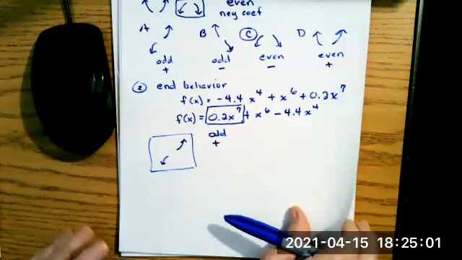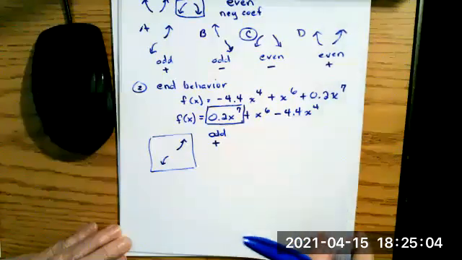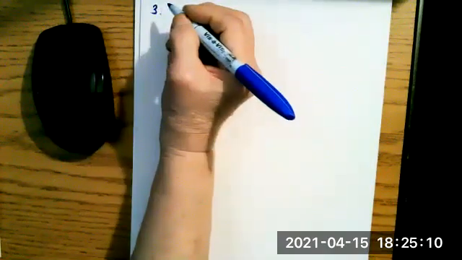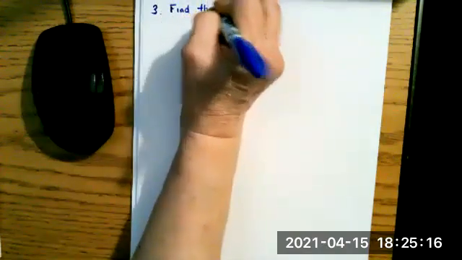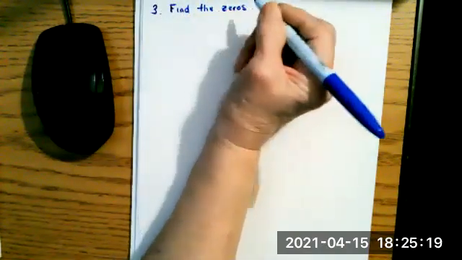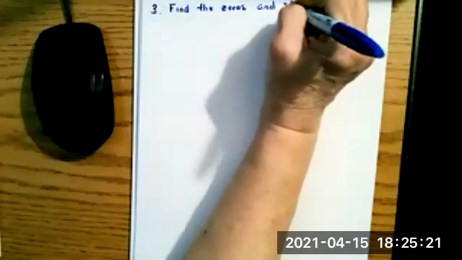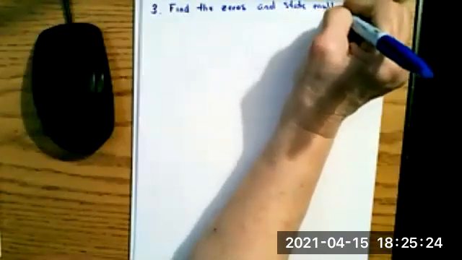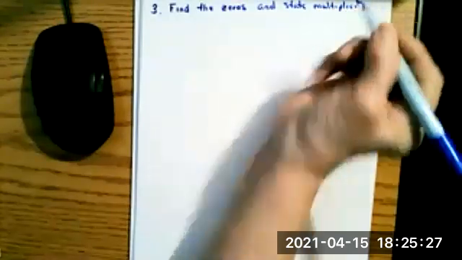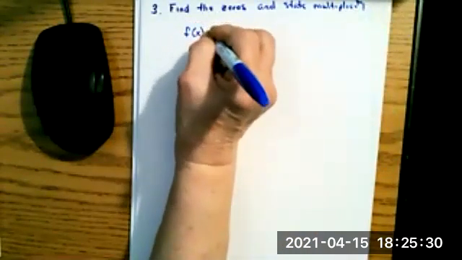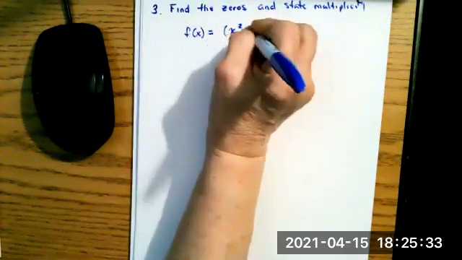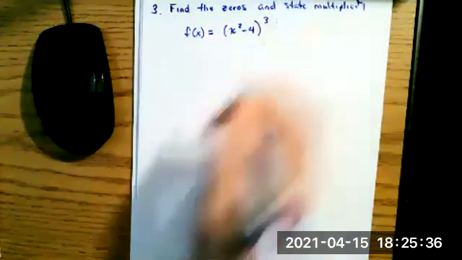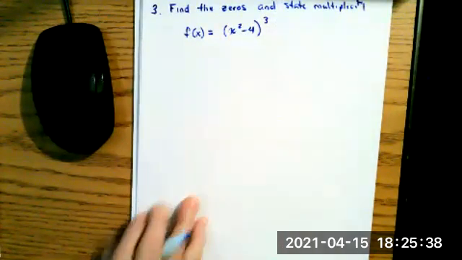Any questions on that? Okay. Let's go to number 3. Number 3 says find the zeros and state multiplicity. And they have f of x equals x squared minus 4, to the 3rd power.